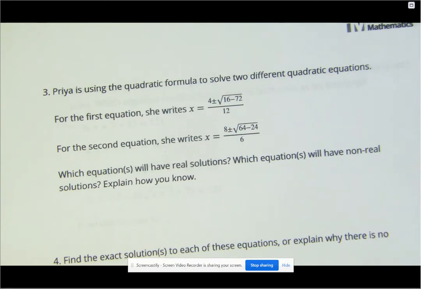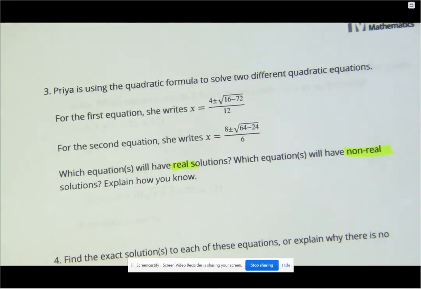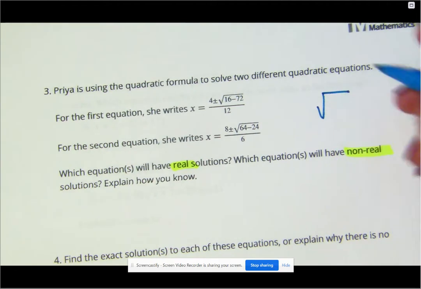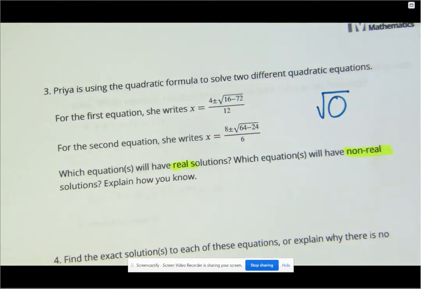For the first equation, she writes x equals 4 plus or minus the square root of 16 minus 72, all over 12. For the second, she writes x equals 8 plus or minus the square root of 64 minus 24, all over 6. Which equation will have real solutions and which one will have non-real? Explain how you know. So the big idea in today's lesson was to realize that you can tell just by looking at the radical. Whatever ends up in here lets you know whether or not it's real or not.